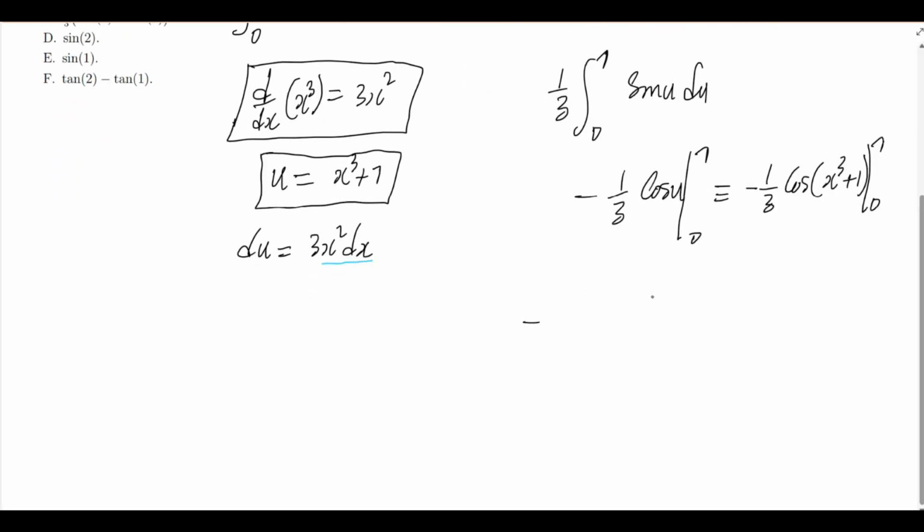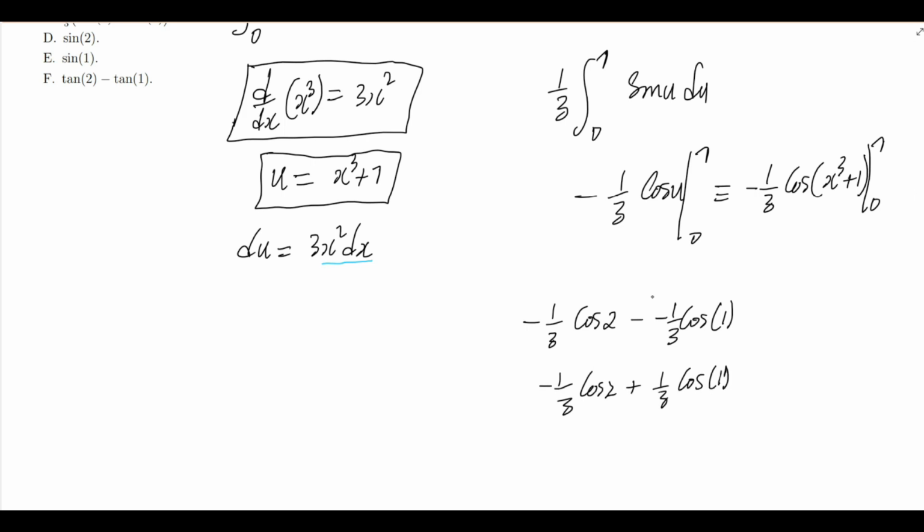So upper limit will be cos of 2 minus lower limit cos of 1. Remember this is multiplied by negative 1/3. So that is negative 1/3 cos of 2 plus 1/3 cos of 1. That's our result. This can be factorized as 1/3 times cos of 1 minus cos of 2.